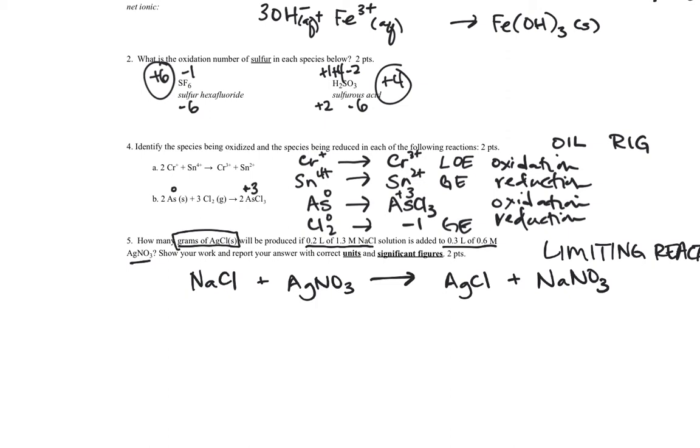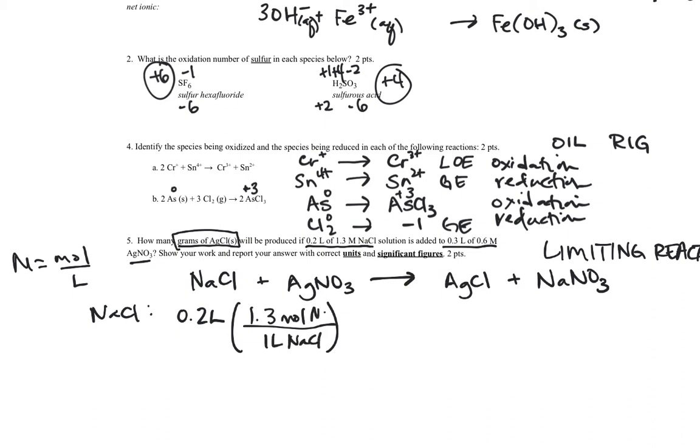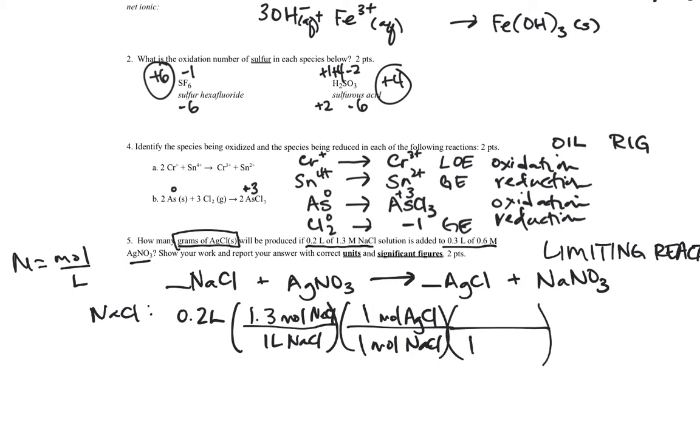Okay, so for sodium chloride, I have 0.2 liters. And I know that I have a 1.3 molarity. Now, molarity equals moles per liter. That's our conversion factor here. So I have 1.3 moles in 1 liter of NaCl. My molar ratio here of NaCl to AgCl is a 1-to-1 molar ratio. So I get 1 mole of silver chloride for every 1 mole of sodium chloride. And I will then look for the molar mass of silver chloride. The molar mass of silver chloride, looking at the periodic table, is 143.321 grams.